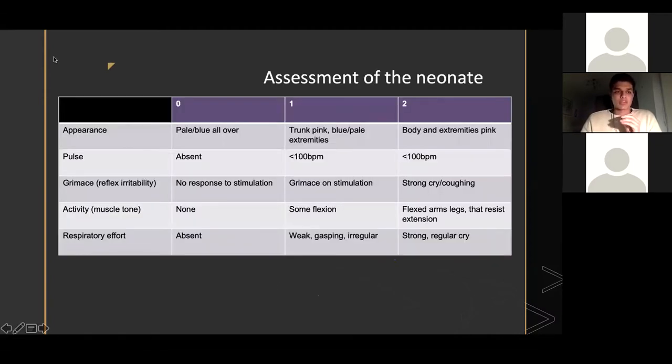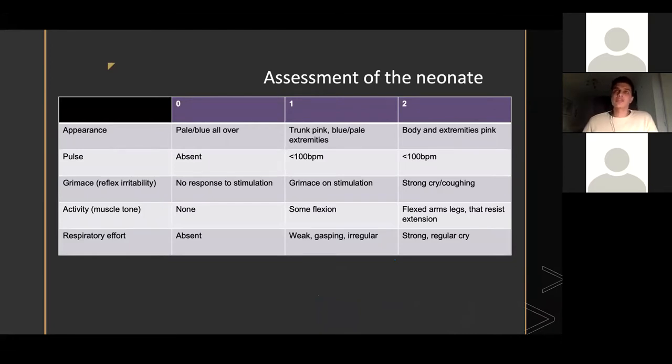Okay, so assessment of the neonate. You're looking at something like this, right? This is the APGAR score, and I've shown you what it stands for. So appearance, pulse, grimace, activity, and respiratory effort. And this is how it's broken down. And this is a really quick way.